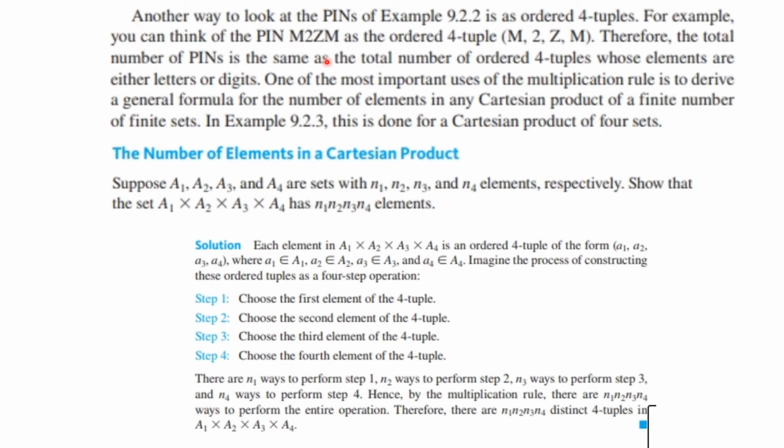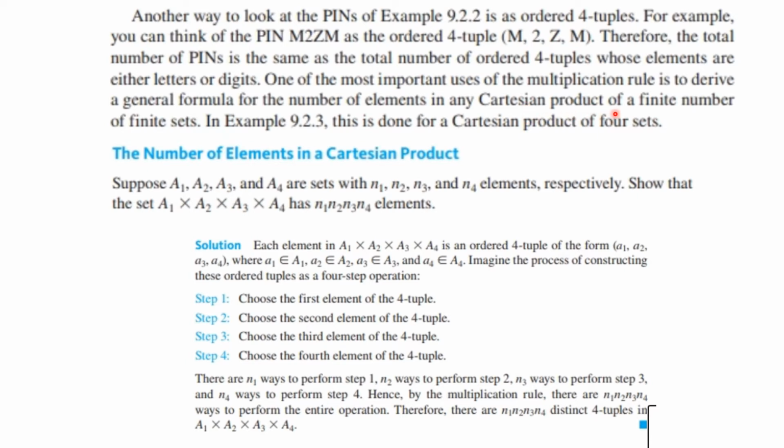Another way to look at the pins of that example is as an ordered 4-tuple. That means you can think of a pin as M2ZM just as the ordered 4-tuple, but the order did make a difference. So this is the ordered 4-tuple that corresponds to that. Therefore, the total number of pins is the same as the total number of ordered 4-tuples whose elements are either letters or digits. And this is one of the most important uses of the multiplication rule: to derive a general formula for the number of elements in any Cartesian product.